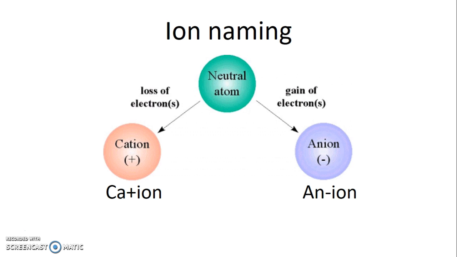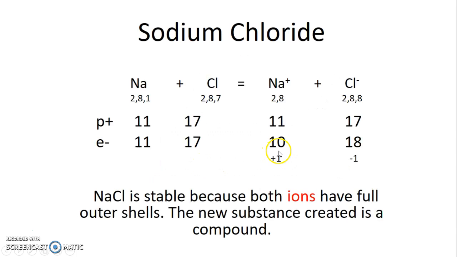Cation, anion. One way to remember is the T in cat looks like a plus, so it's positive. Anion, I don't know why you put that in negative. The other way I remember it sometimes is cats are good, they're positive, right? But if you're a dog person, don't use that one.